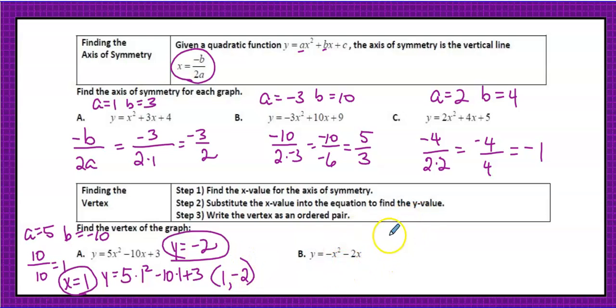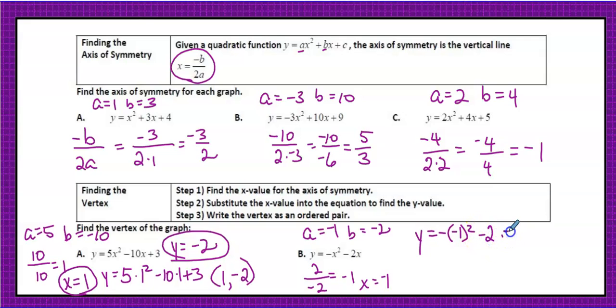Okay, and then this one, let's see, A equals negative 1, B equals negative 2. So the opposite of B is 2 over 2 times negative 1, that's negative 2. So my x value is negative 1, and then I go and plug that in.